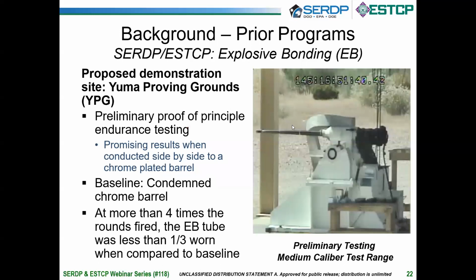We then took these weapons out to both Yuma and Aberdeen and fired them side by side next to the conventional chromium barrel, and the results were just outstanding. The weapons that we put the refractory metals on had more than 4 times the life of the conventional chromium coating, and with about 1/3 the wear. Some of the tubes we fired, even after 4 times the life, we couldn't condemn the tubes. That's how well they held up.